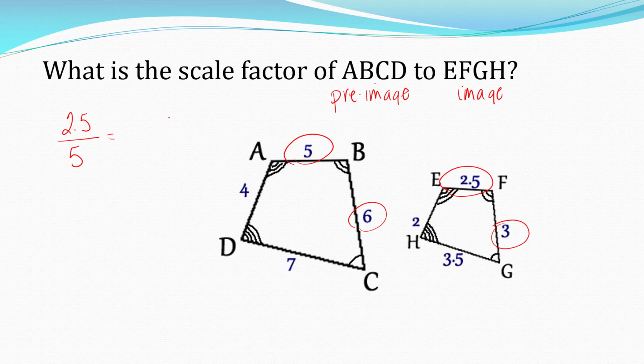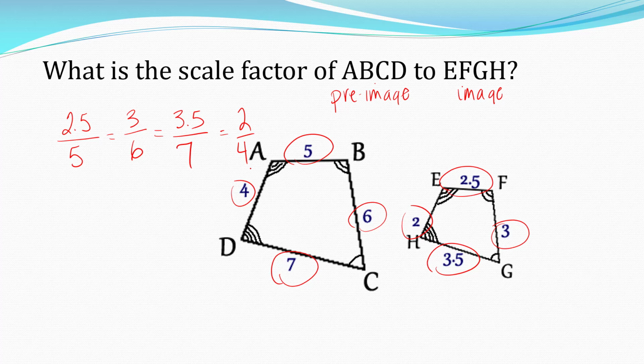We're going to have 3 to 6. 3 compared to 6. And then we're going to have 3.5 compared to 7. And then we're going to have 2 compared to 4. Okay, so right off the bat, I can see a 1 to 2 ratio here. 3 over 6 and 2 over 4. Those are both 1/2. 2.5 is 1/2 if I reduce that, and 3.5 and 7 is 1/2. So this one checks out. It is a scale factor of 1/2.